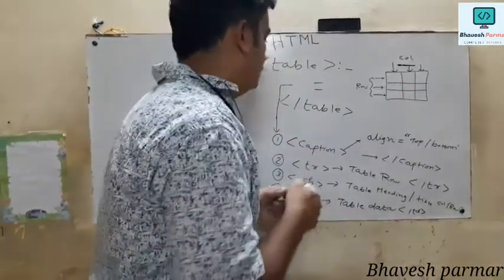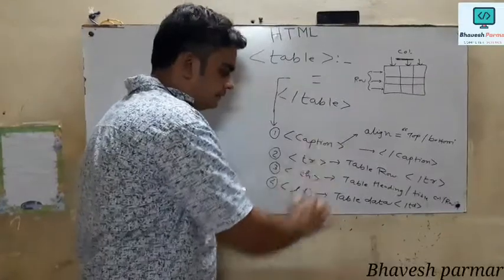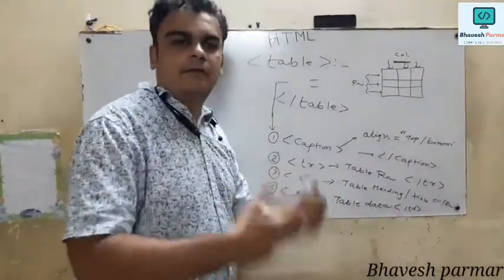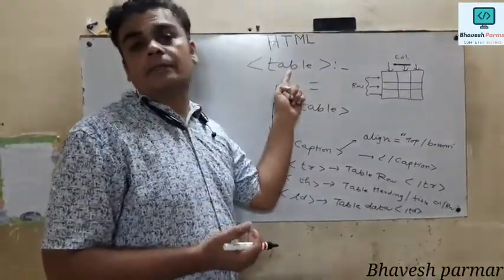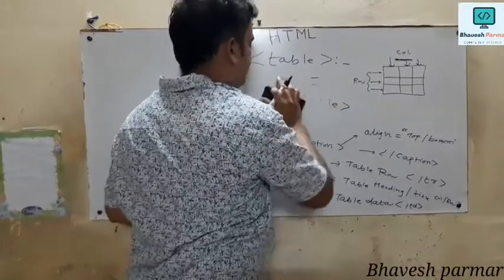Now guys, how to use this table tag along with all these th, tr, td tags, that we will see one by one. But first of all we see the attributes of the table tag, so it will be more clear to you while writing the program.